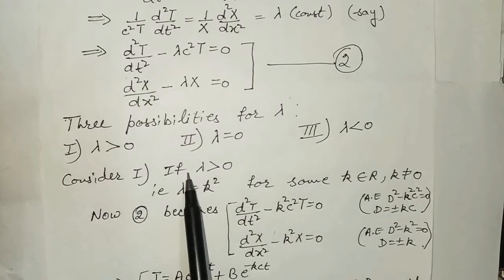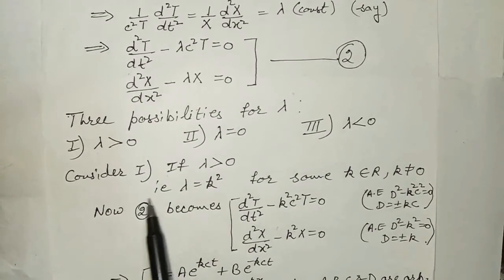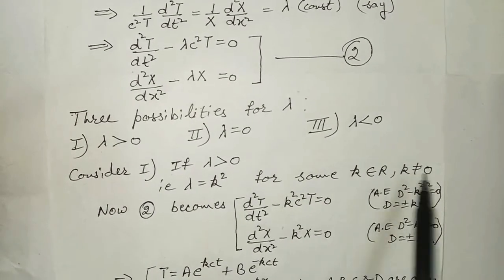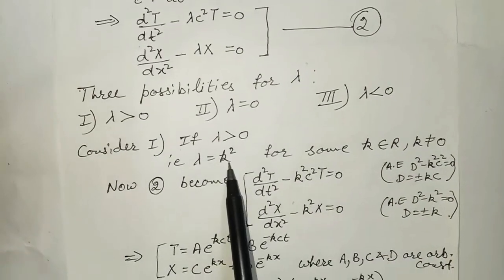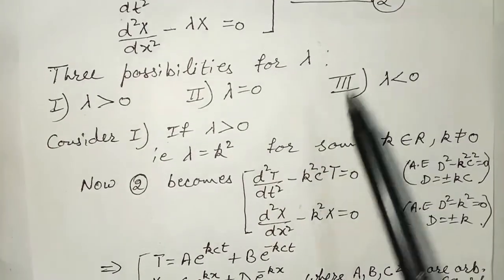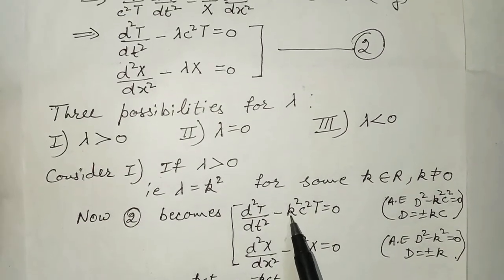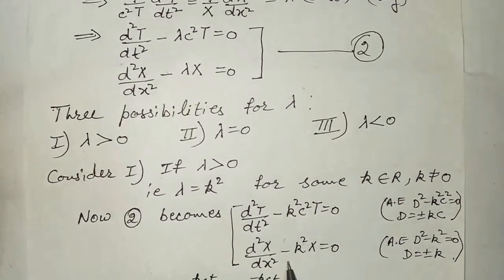First we assume, suppose lambda is greater than 0. Greater than 0 means lambda is the square of some real number which is not 0. So lambda is equal to k square. So in equation number 2, it will become this. Here we have substituted the value of lambda. Now we solve these two differential equations.